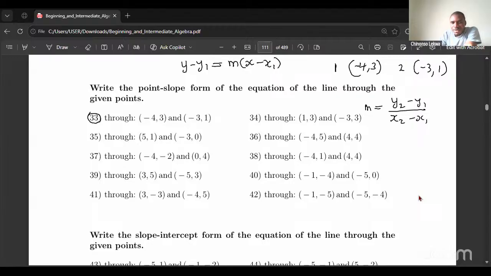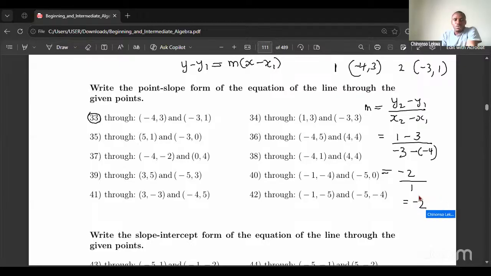It therefore means that our m is equal to 1 minus 3 all over x2 minus x1. What is x2? x2 is the x coordinate of point 2, which is -3. Minus x1, the x coordinate of point 1, which is -4. So we can go on to compute the value. That's 1 minus 3, which is -2, all over -3 minus -4; minus times minus becomes positive, so that is -3 plus 4, which is 1. So our slope is -2.